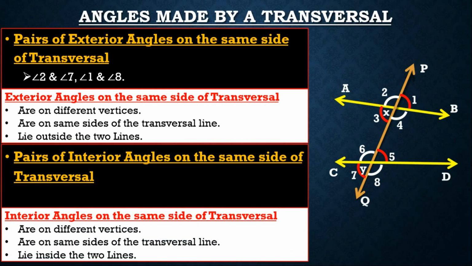Now interior angles on the same side of the transversal are on different vertices. These interior angles of the pair of interior angles on the same side of the transversal will be on different vertices. This will be on the same side of the transversal line. If this is the transversal line, then the pair of interior angles on the same side of the transversal will lie either on the left hand side of the transversal line or on the right hand side of the transversal line. Also these interior angles on the same side of the transversal lie inside the two lines.